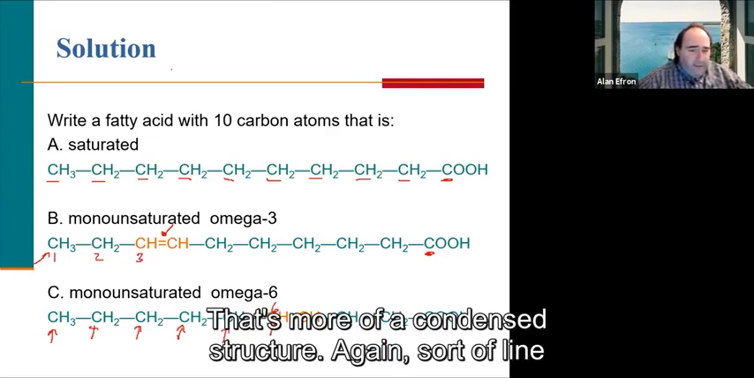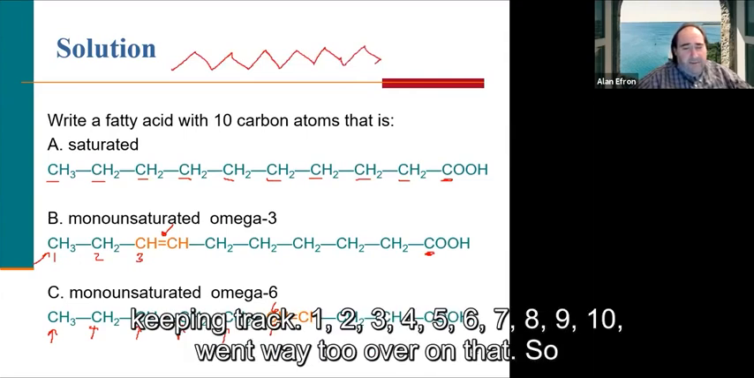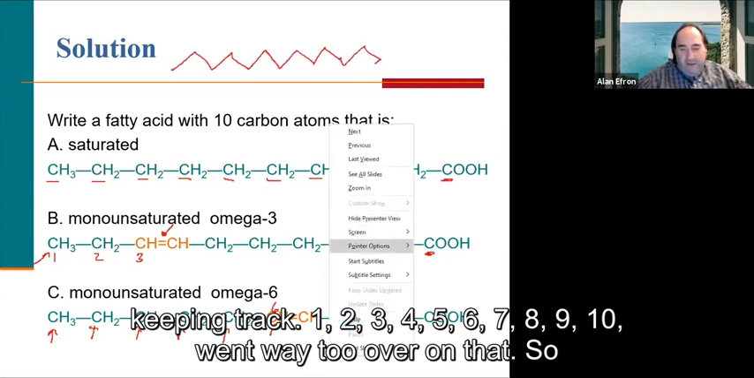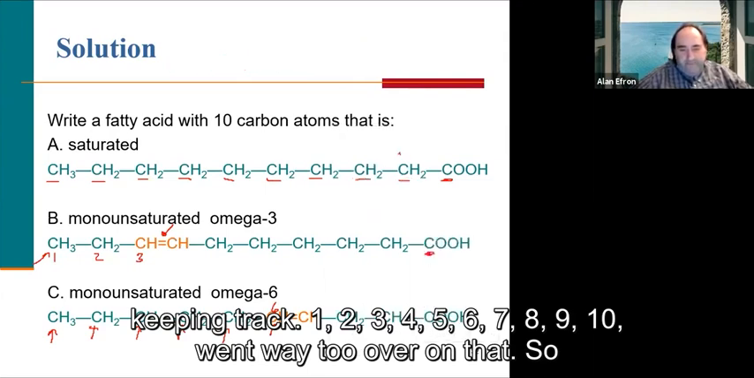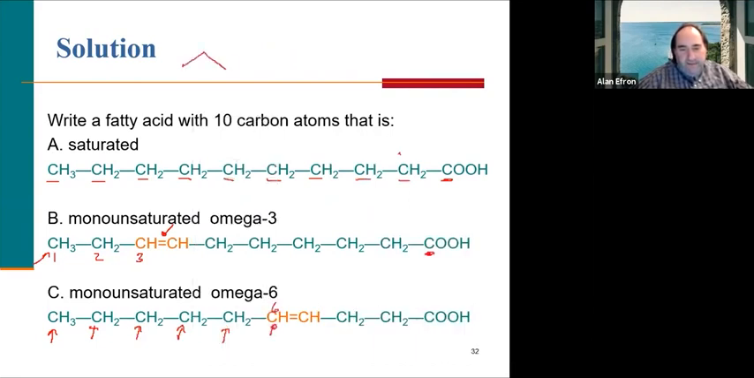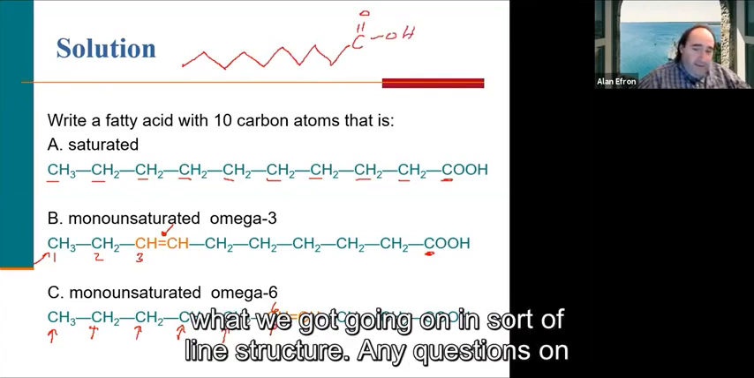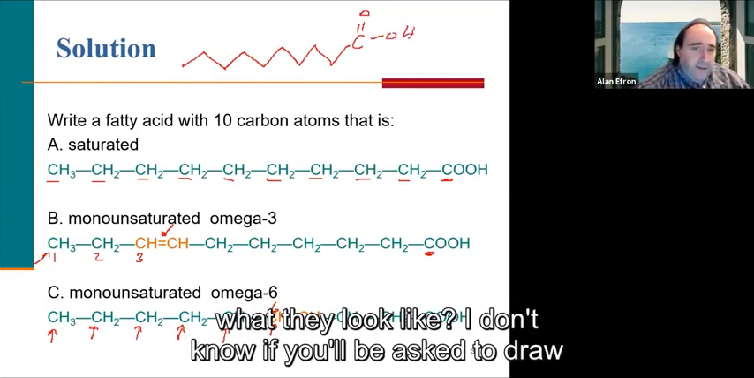So that's what those would look like. That's more of a condensed structure. Again, the line structure is how they are commonly drawn. I wasn't even keeping track. 1, 2, 3, 4, 5, 6, 7, 8, 9, 10. Went way too far on that. Something like this would look like what we have going on in line structure. Any questions on what they look like?